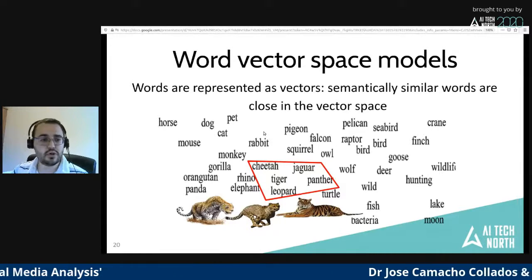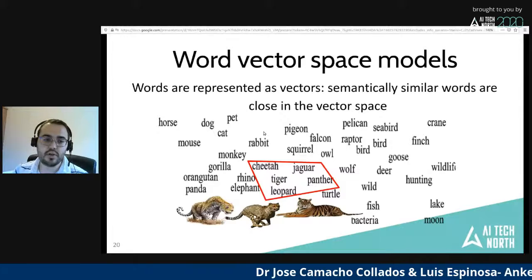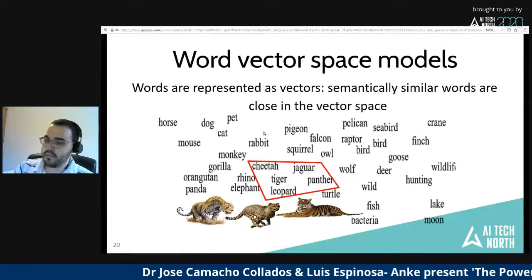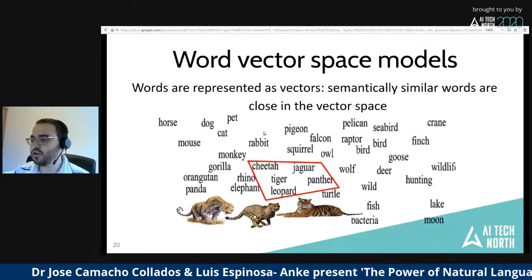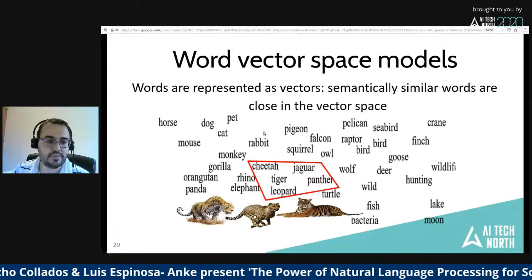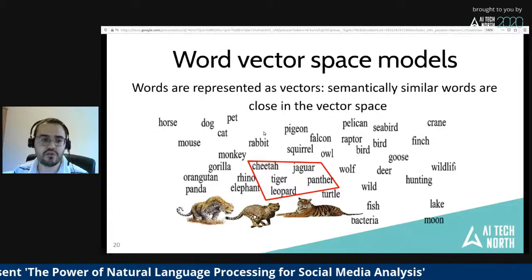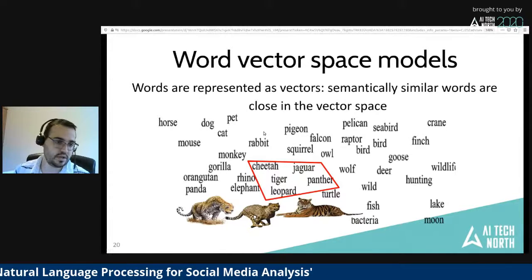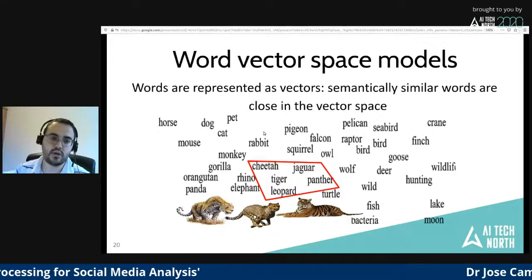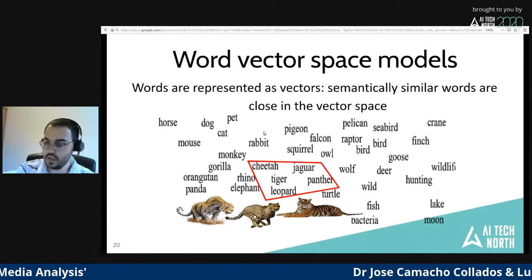And if they are close in the vector space, then the algorithms can infer that many things that are relevant to tiger are also going to be relevant to jaguar and animals like that, because they are both animals, from a similar family, and they share a lot of features. And this is something that as humans we know, but computers also need to understand these kinds of things in order to process.